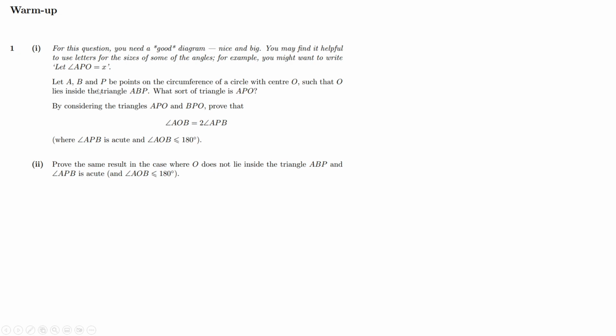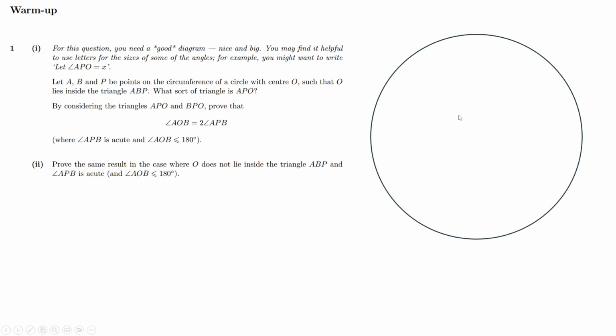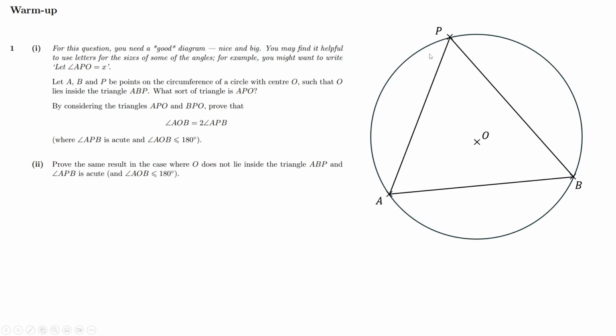For the warm-up question, we have this triangle ABP, right? And once you draw it out, it looks something like this. We want to prove a circle theorem: the angle AOB is 2 times angle APB. That's what it's asking us to show here, and we've got some conditions where APB is Q and AOB is less than or equal to 180 degrees.